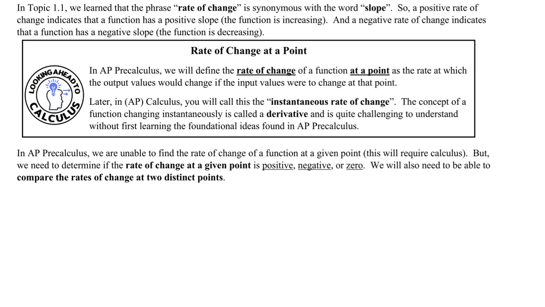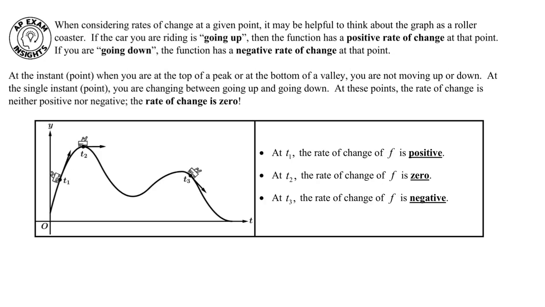Last but not least, I want you to understand that a rate of change at a given point can be one of three things: positive, negative, or zero. And we're going to need 2 points to do a rate of change because remember, rate of change is slope. The change in y over the change in x, or what we'll call delta y and delta x sometimes.